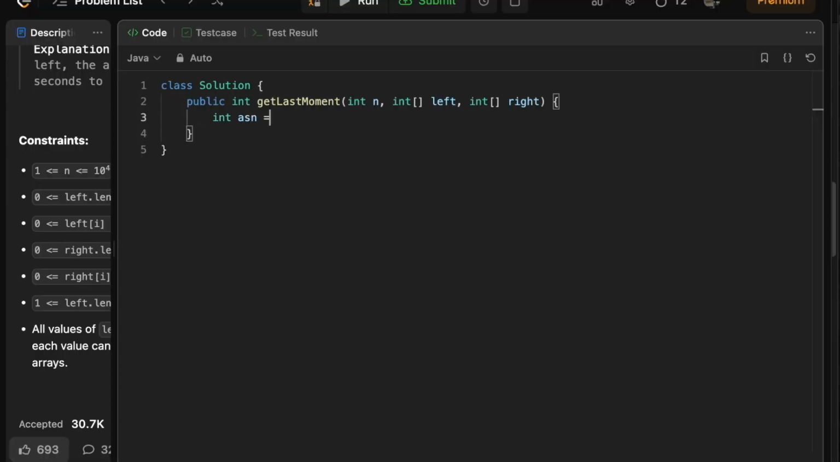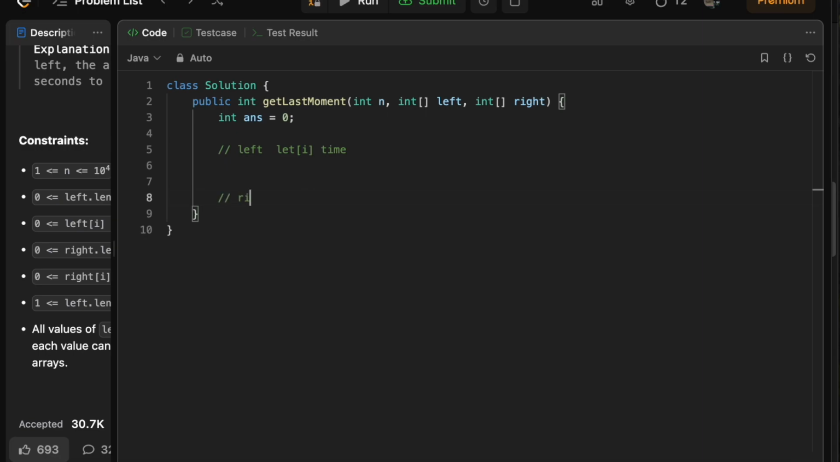We can have a variable to store our answer equal to 0, and we have already decided that all the ants moving in the left direction would take left i time to fall out of the plank, and all the ants moving in the right direction would take n minus their position to fall. So we'll just have to get the maximum of all the times, and then we are going to return that from our function. That would be our answer.